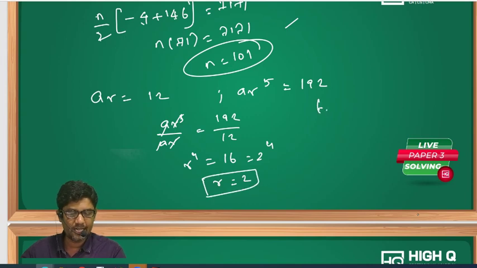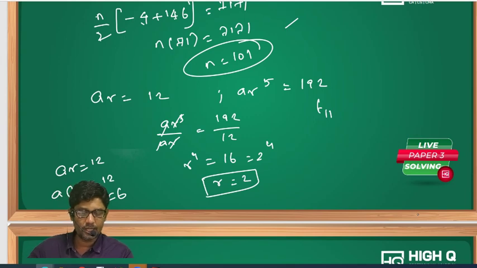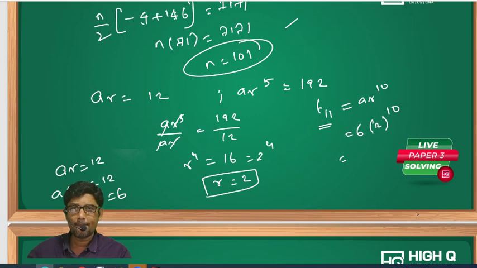Wow, fantastic. Now the 11th term. First I will find a. How will you find a? ar is equal to 12. a into 2 is equal to 12. So a is equal to 6. Now listen here, my dear. Now T11 is ar power 10, which is 6 into 2 power 10, which is 6144.